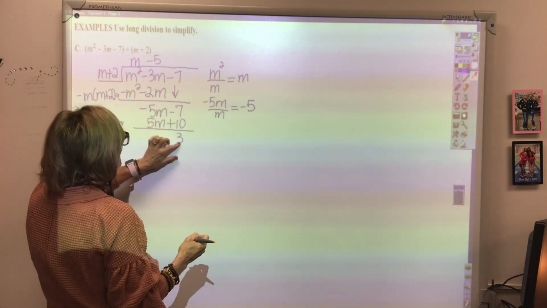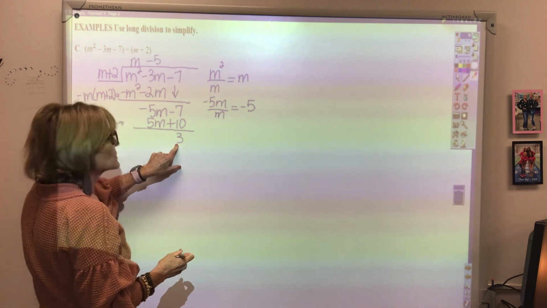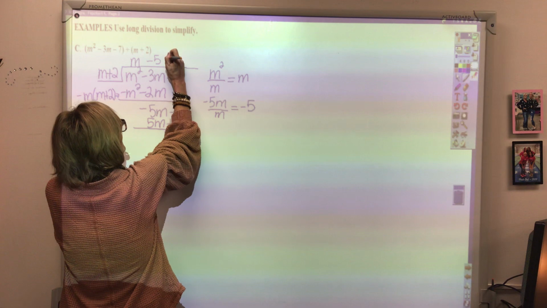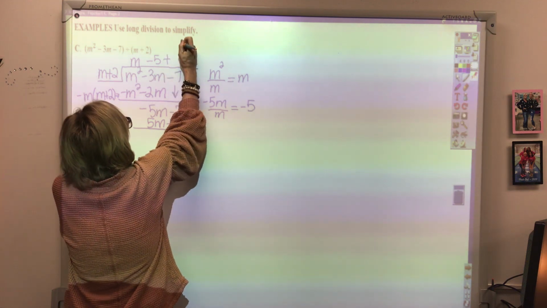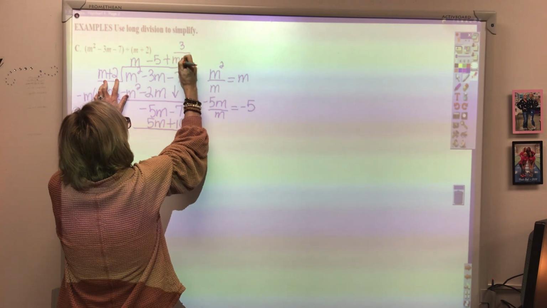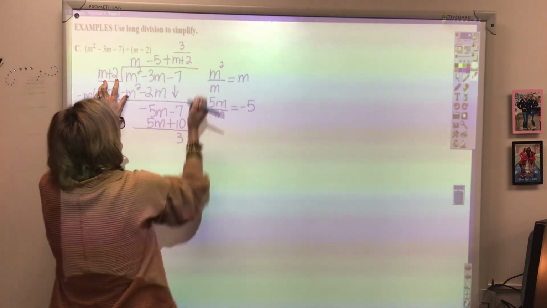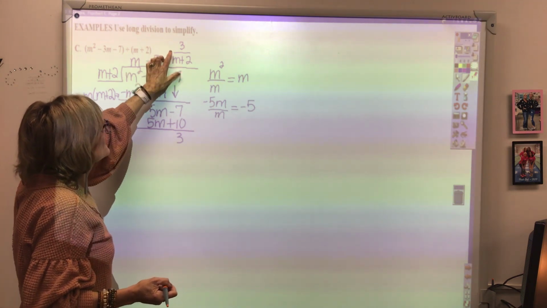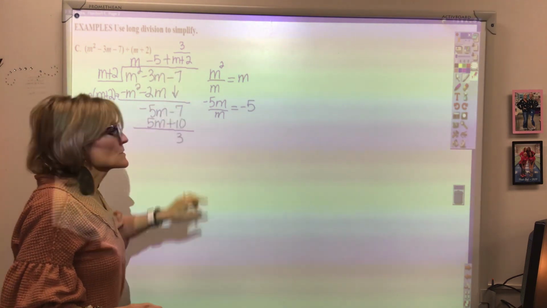We can't divide 3 by m, so this is our remainder, and it's positive. So the way you write your remainder is plus, then make a fraction, 3 over m plus 2. So m minus 5 plus 3 over m plus 2 is your answer.